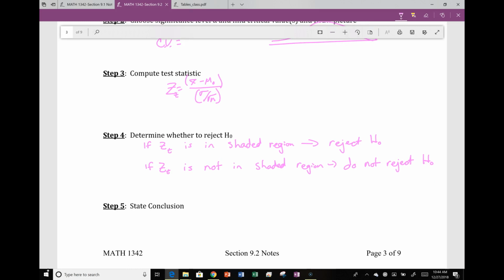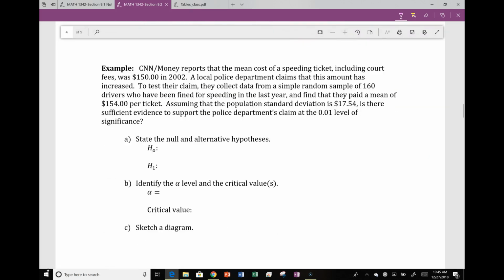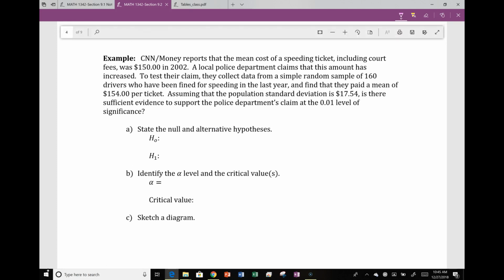It makes more sense where we have an actual example in front of us. Our conclusion is basically what happens to the information that we're given in the original problem. Do we support it? Do we not? Do we say that it's different from? Things of that nature. So let's look at an example and walk through the entire process from beginning to end.